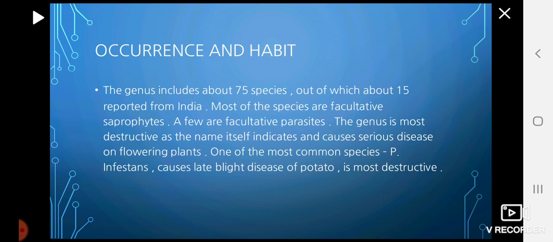There are other species also which cause many diseases in plants, like Phytophthora citrophthora. It causes brown rot of lemon. Phytophthora cryptogea causes root rot of tomato. Phytophthora megasperma causes root rot of cauliflower.